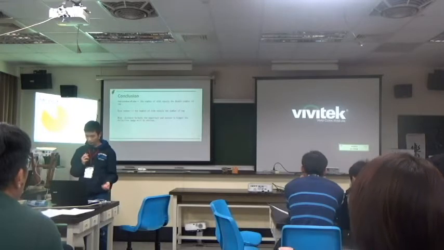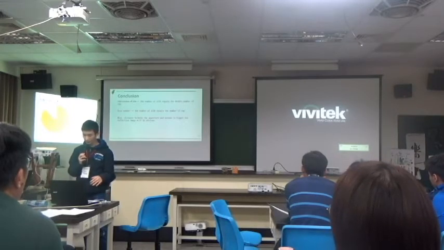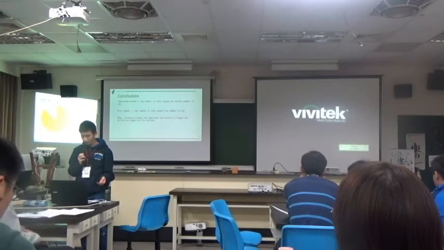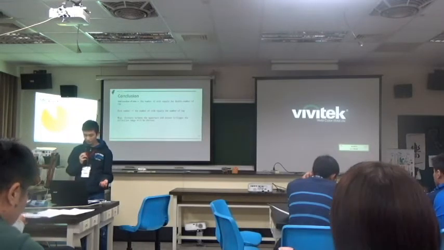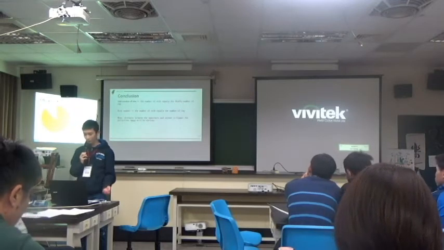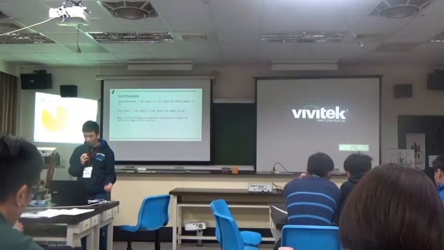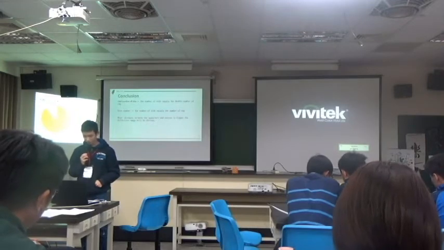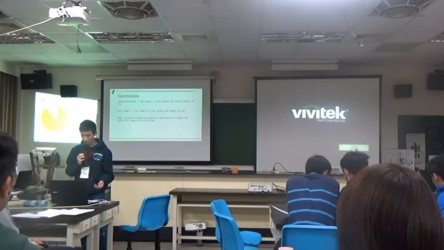This is our conclusion. For an odd number of sides, the number of rays equals double the number of sides, and for an even number, the number of rays equals the number of sides. And when the distance between the aperture and the screen is bigger, the diffraction image will be more obvious.